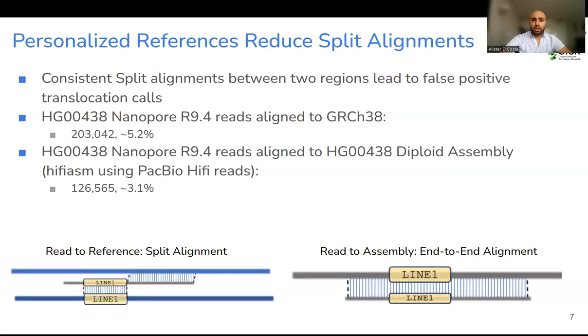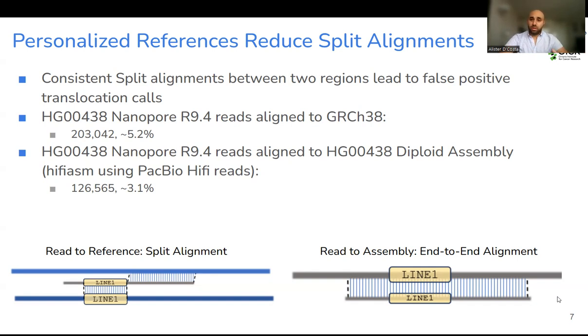What we saw when we aligned the same reads to the diploid assembly was that we only got 126,000 reads that had split alignments, as many of the reads that did contain mobile elements present in the diploid assembly but not present in the reference were able to align end-to-end through that area of known variation. So the key point we're trying to make is that when we align reads to a sequence that contains known variation, if the read also contains that variation, it's going to align better compared to aligning to a sequence that doesn't have that.